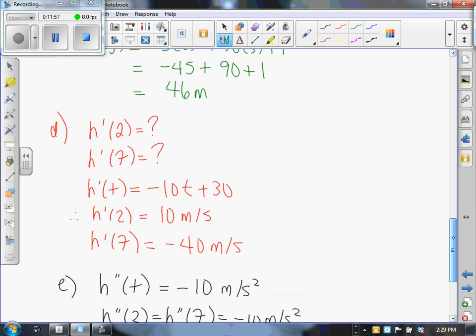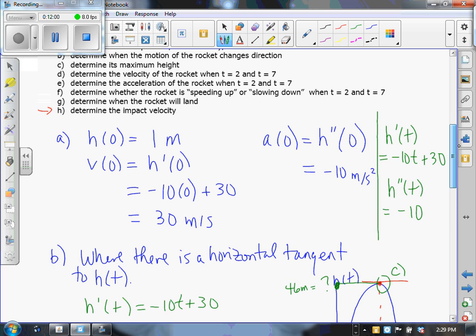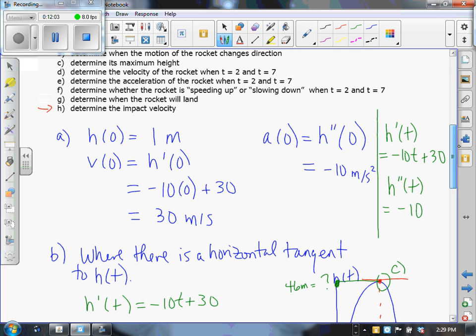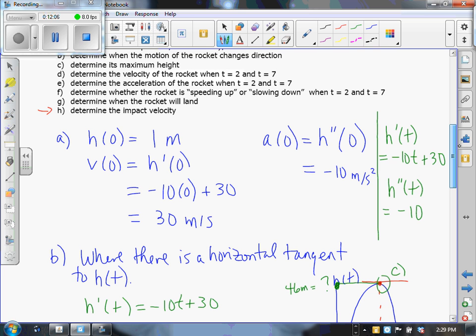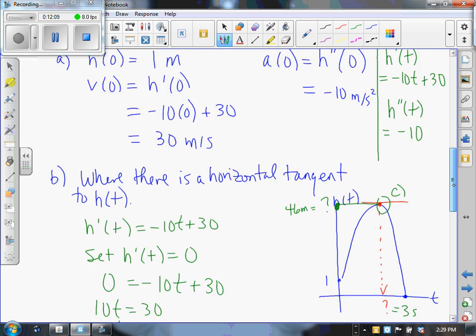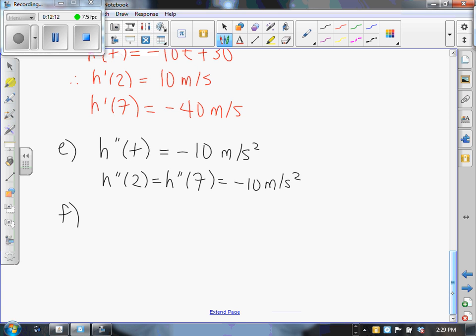Part F deals with whether the rocket is speeding up or slowing down at t equals 2 and t equals 7. Well, there are a couple of things that we do need to take note of, and that is this. I'm going to go with a general notation. When both velocity and acceleration are greater than 0, or both are less than 0, the object is speeding up.